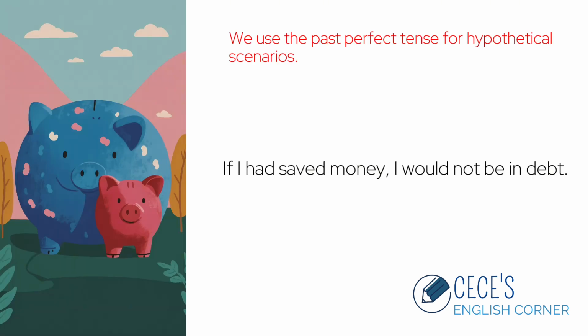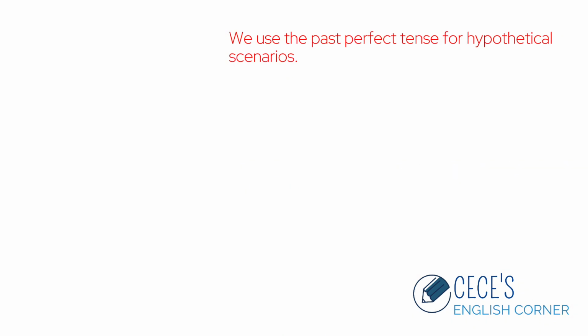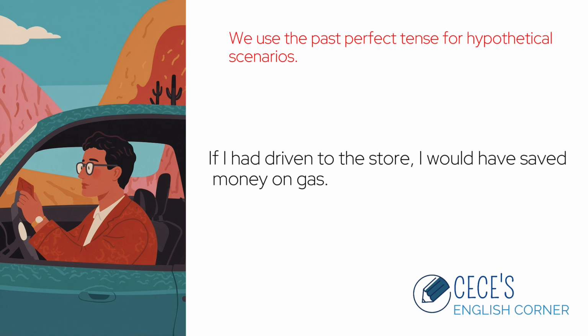Another example, if I had saved money, I would not be in debt. Had saved uses the past perfect tense. If I had driven to the store, I would have saved money on gas. Had driven uses the past perfect tense, so again, this is a hypothetical scenario in the past. I get the sense that the speaker is expressing regret.